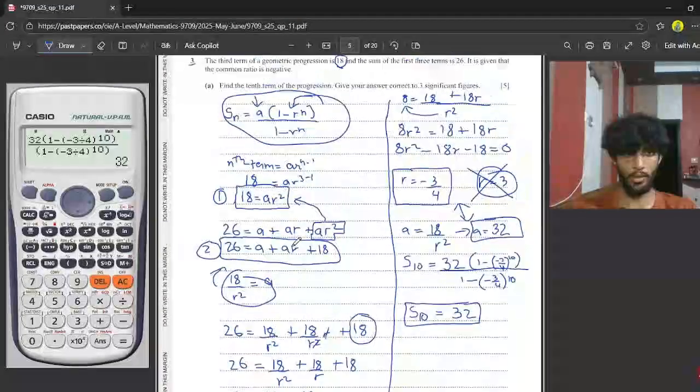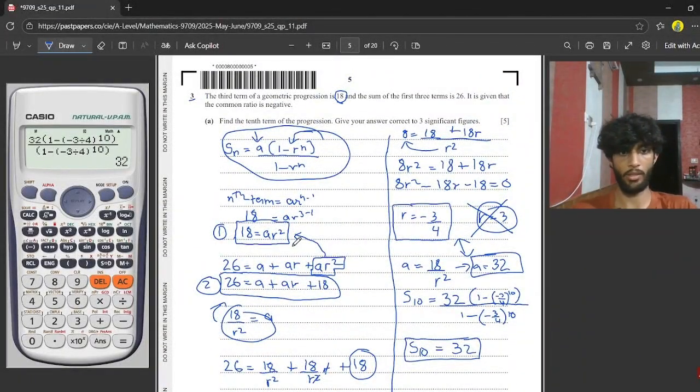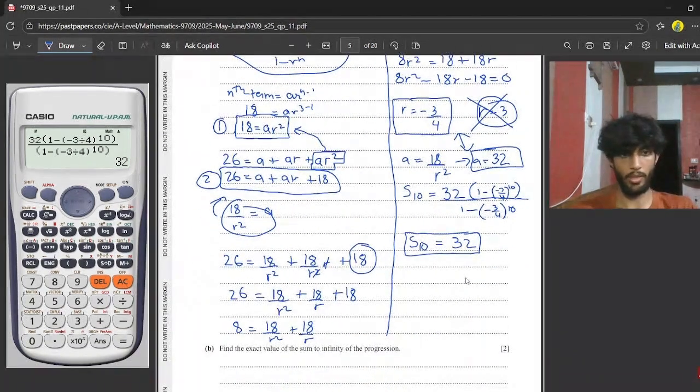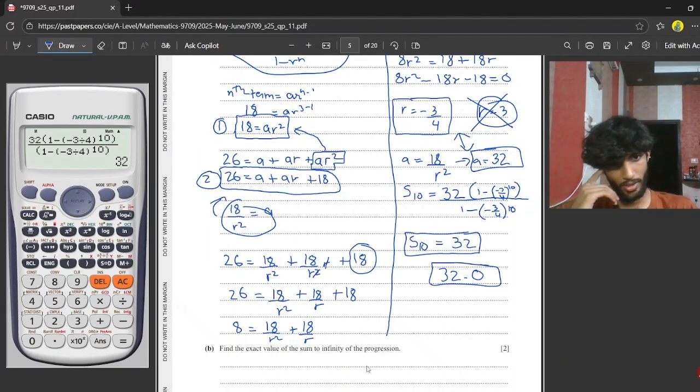Wait, did we do this right? I think we did something wrong here. Because we were supposed to give our answers correct to 3 significant figures. I guess then we can just write 32.0. I guess that would make it 3 significant. Would it? I don't think so.